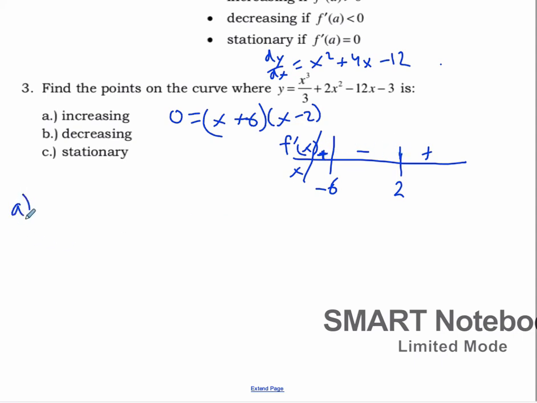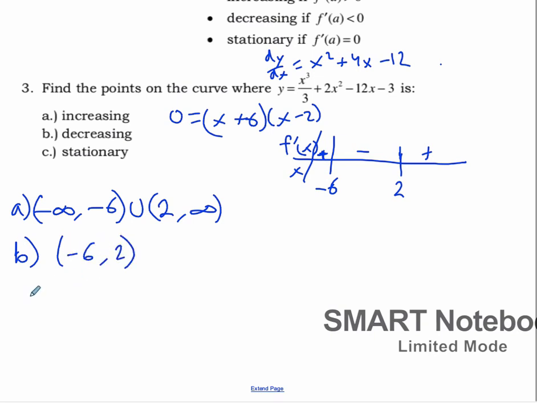Okay, so it is increasing when x goes from negative infinity to negative 6, not inclusive, union 2, comma, infinity. And decreasing on the interval between negative 6 and 2. Negative 6, comma 2. And it's stationary at x equals negative 6 and 2 because the derivative is 0 there.